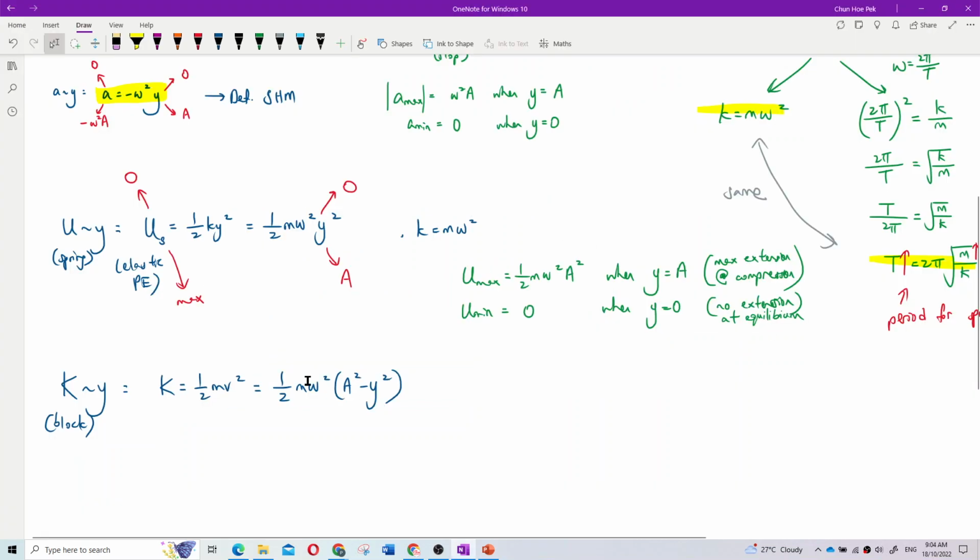Understand? Do you see how similar this formula is, potential energy versus displacement, and the kinetic energy versus displacement equation? Similar, right? The only difference is this a square minus y square. This is y square, right? Yes, sir. Correct.